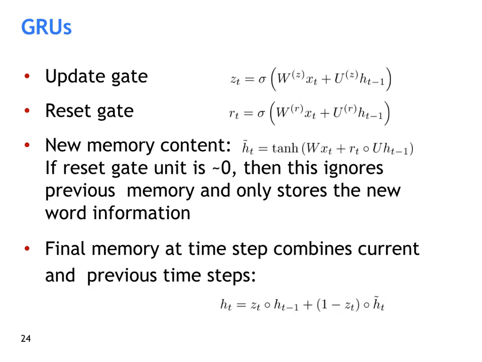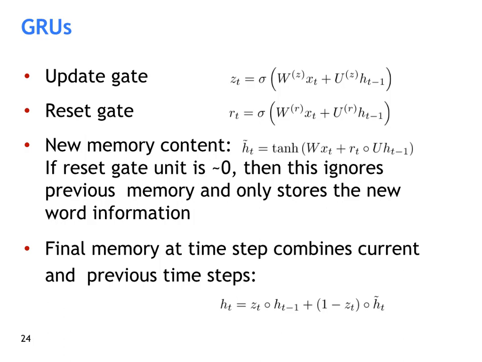And so after calculating the two gates, we can calculate the new memory content. Actually the new memory content is not the final recurrent state. It's just a candidate state. We calculate it using the formula there, and you can see we are using our reset gate to do an element-wise multiplication with U h_{t-1}. And then when we have our candidate unit, we can calculate our final memory for this time step t.